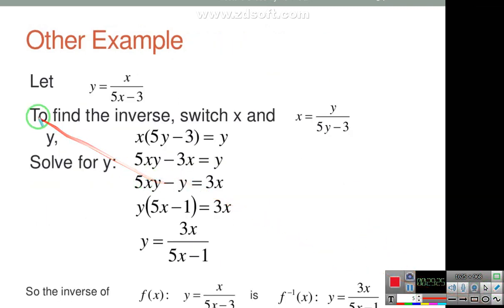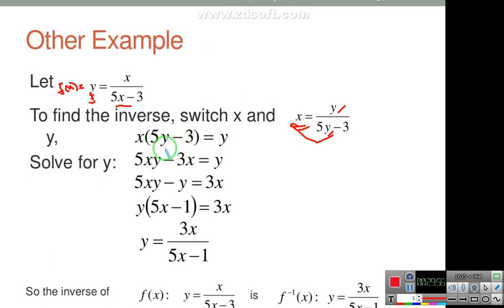So now you can see another example, like y is equal to x divided by 5x minus 3. You need to find the inverse of this function, that we can call f of x. So for the inverse of the function, switch y by x and x by y. So this will be x now, this will be y. Now it will become, here, cross multiplication.